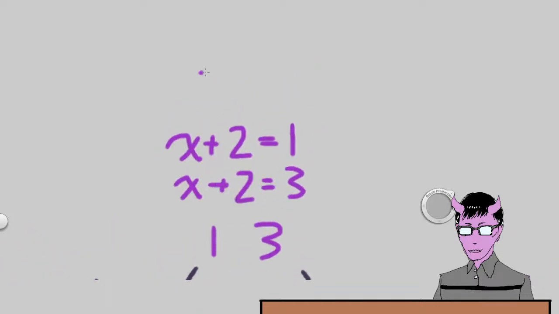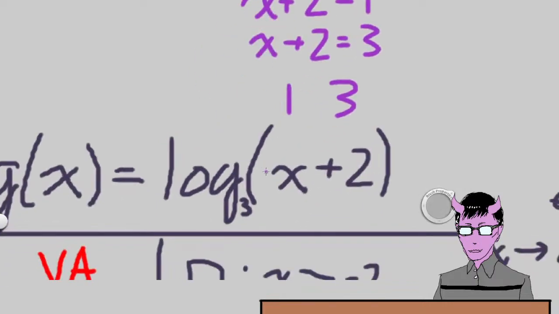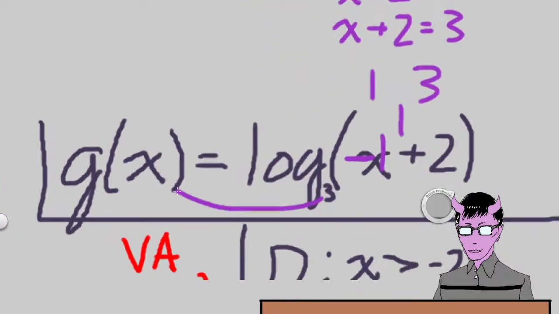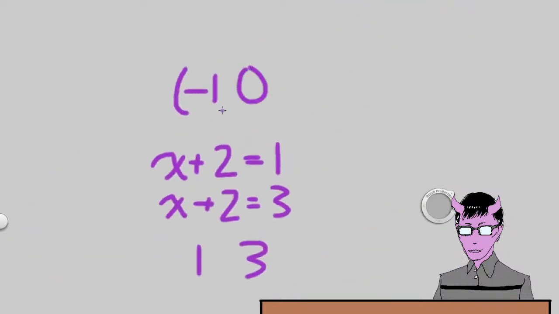So what does x have to be? -1. So if we force x to be -1, this whole thing is 1. 3 to the power of what gives us 1? It's 0. So this anchoring point is on our graph for sure.